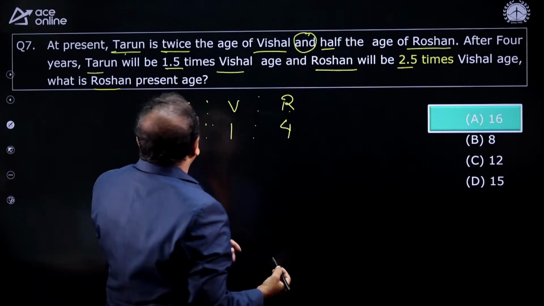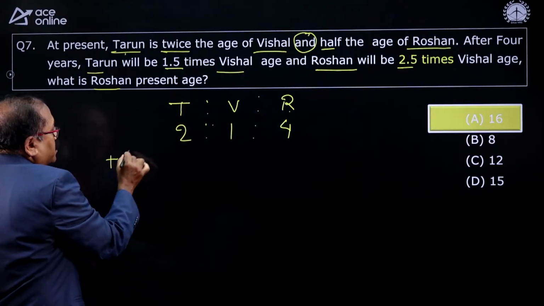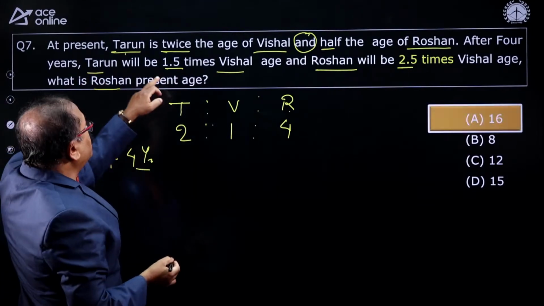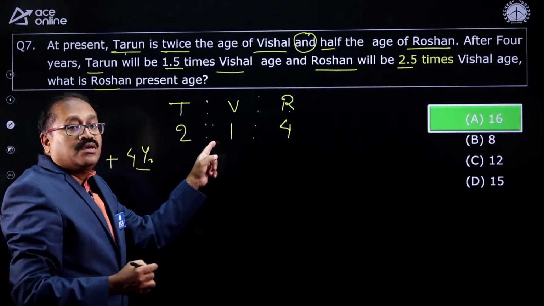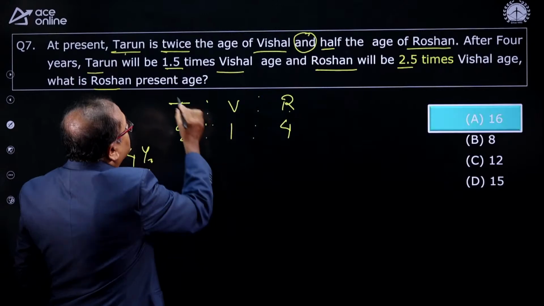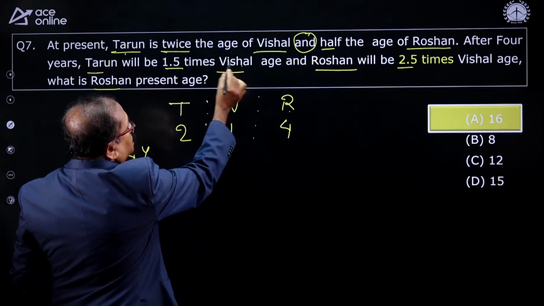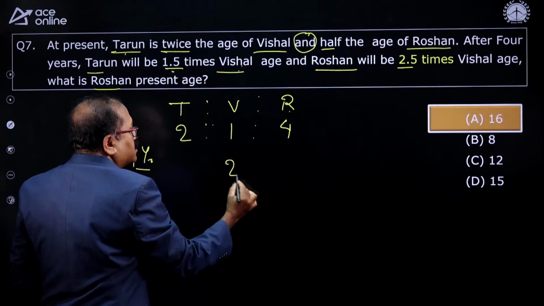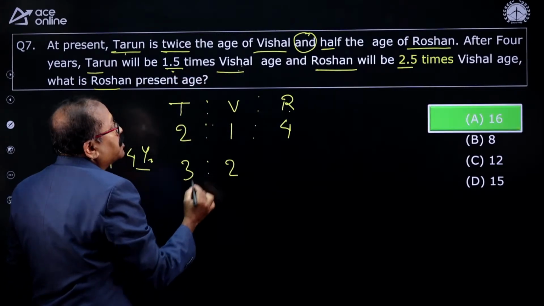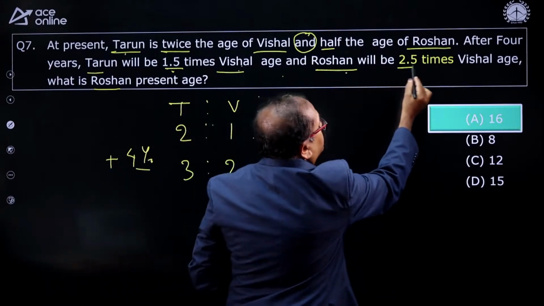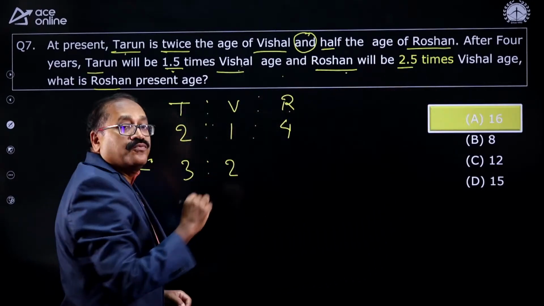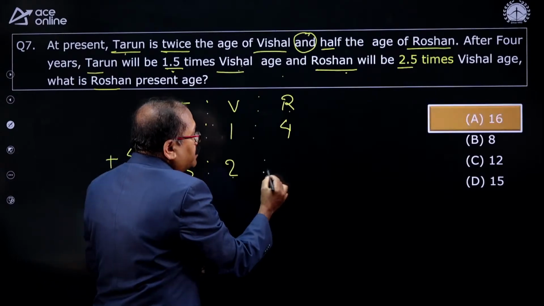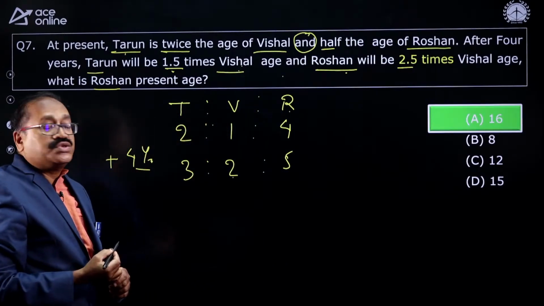And the next one, after 4 years, we have another ratio here. What is that ratio? Tarun will be 1.5 times of Vishal. That means if Vishal is 1, this is 1.5. If this is 2, this is 3. And Roshan will be 2.5 times of Vishal. So this is 2. So what is 2.5 times? 5. This ratio is there.